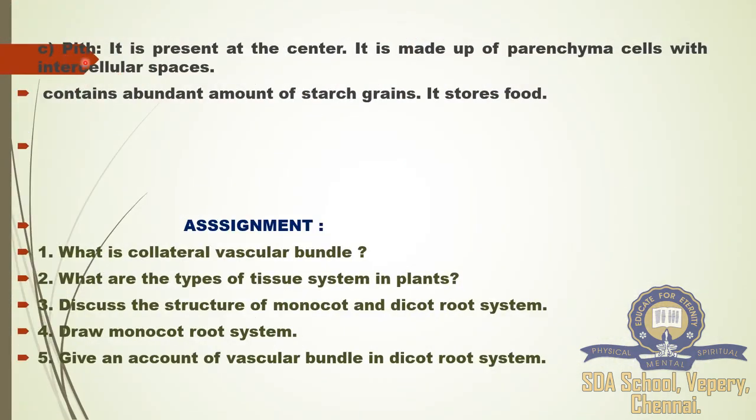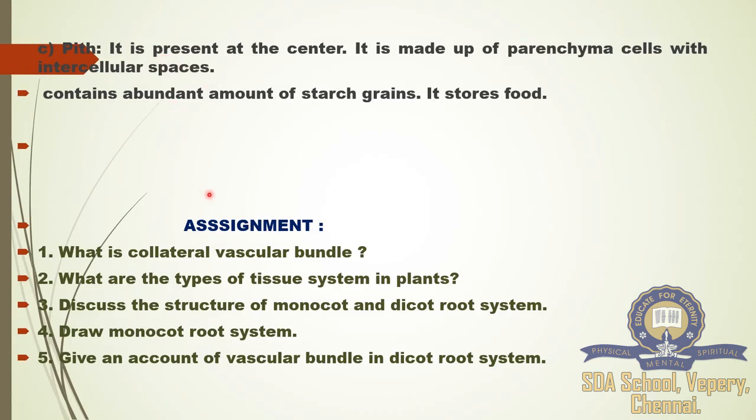The last one is pith. It is present at the center. It is made up of parenchyma cells with intercellular spaces. So in the monocot system, it is present at the center and is made by parenchyma cells. It contains an abundant amount of starch grains. It stores food. So storage of food takes place in the pith only, in the monocot root system.